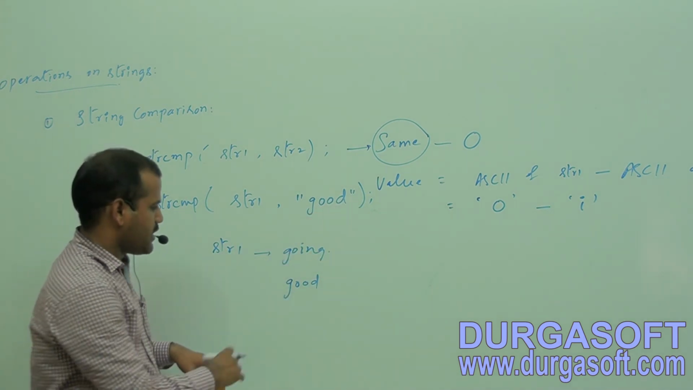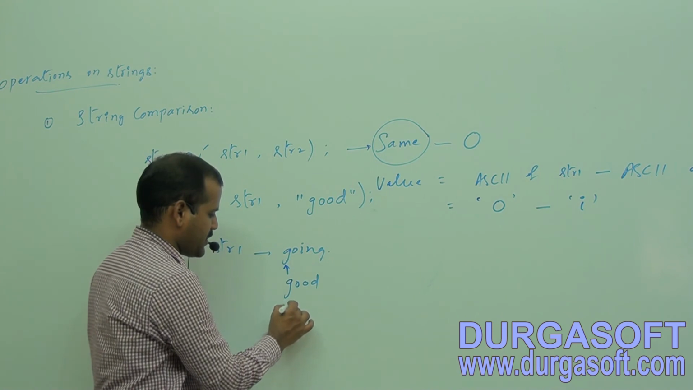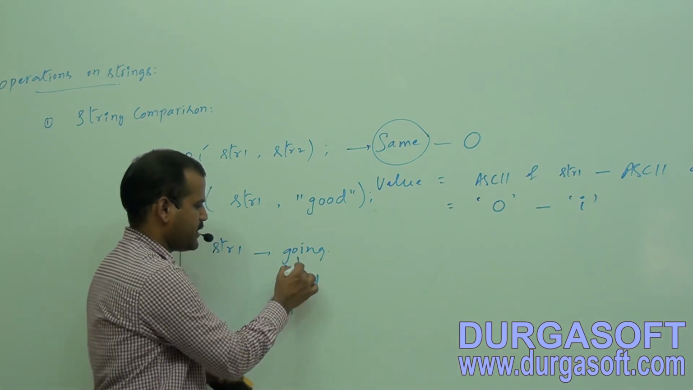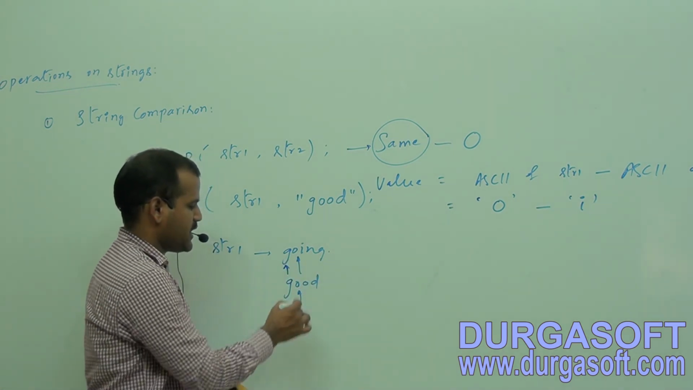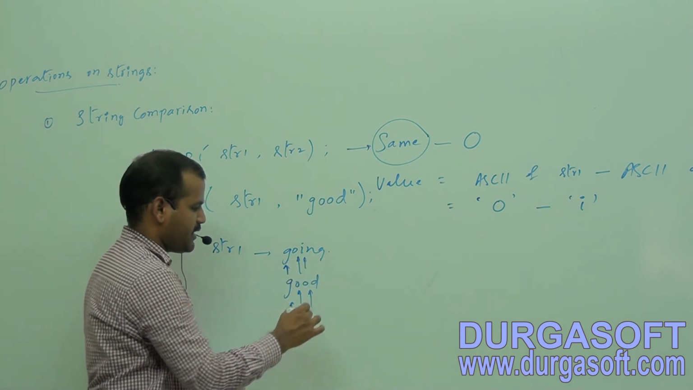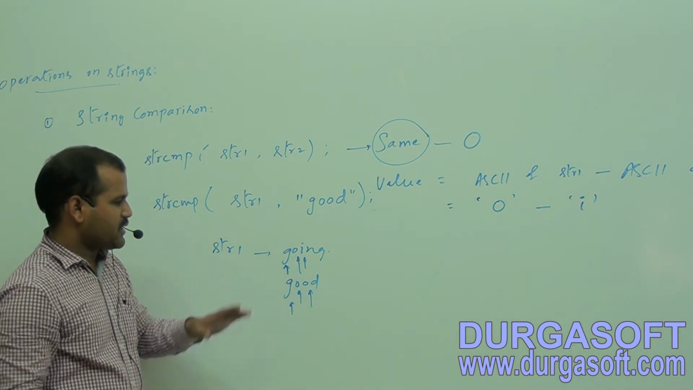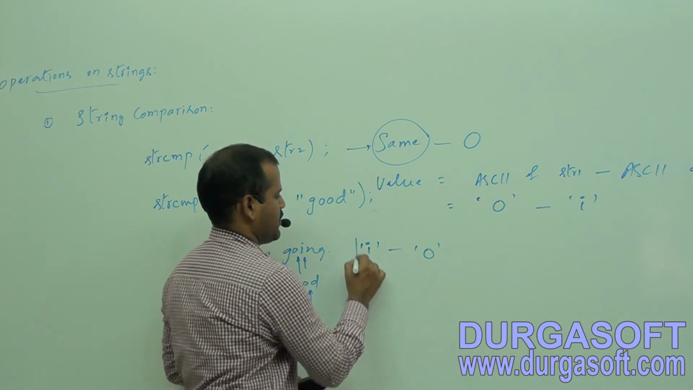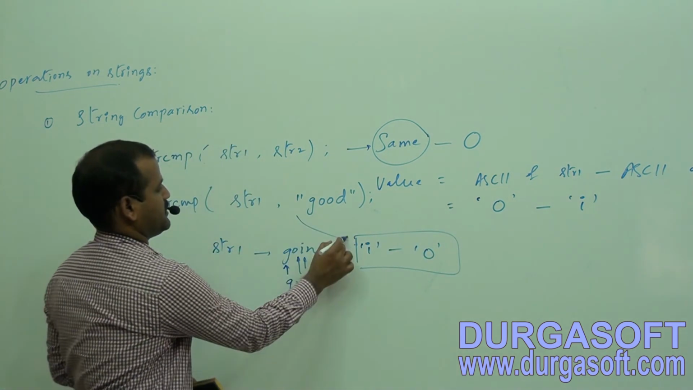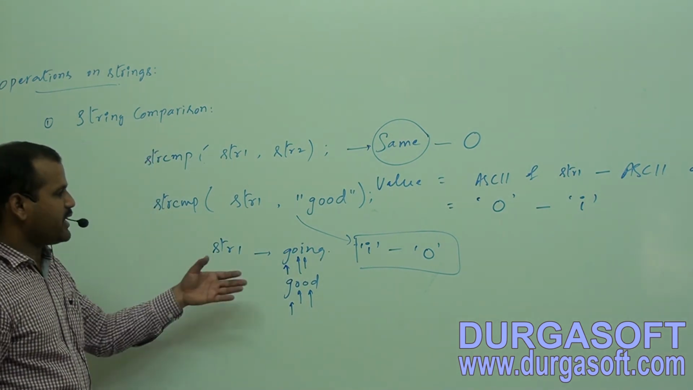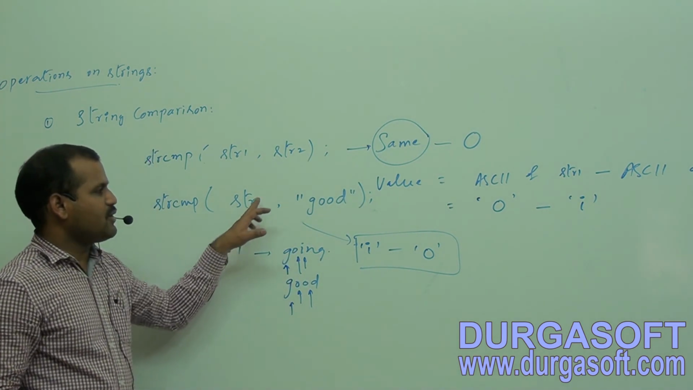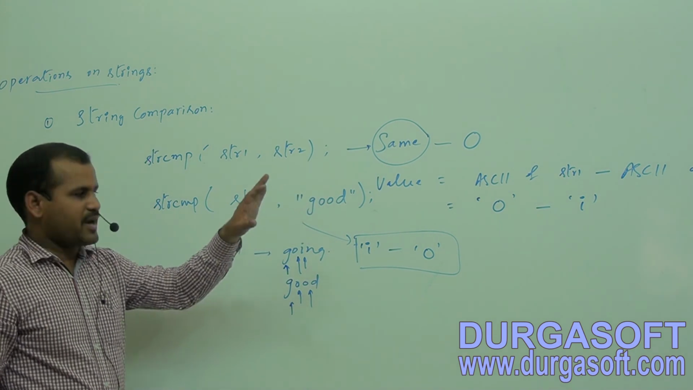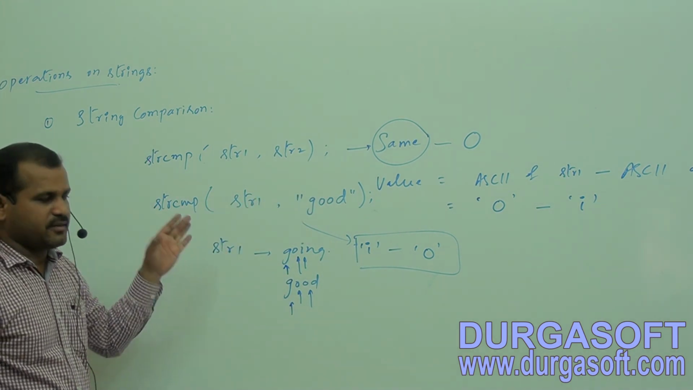Obviously the same operation will be performed: the first characters are compared, G same, the second characters compared, O same, the third character will be different, a mismatch is there in these two characters. So the ASCII value of I minus the ASCII value of O will be the result of this function. Like that we can use a string variable and a string constant as the parameters of this string comparison function.